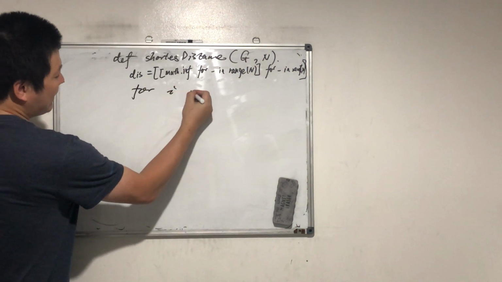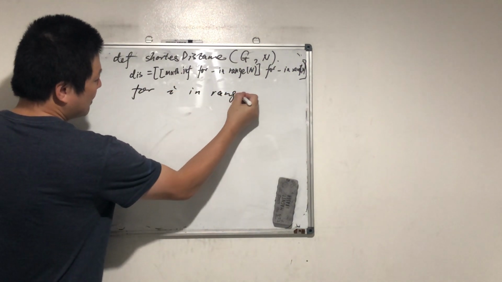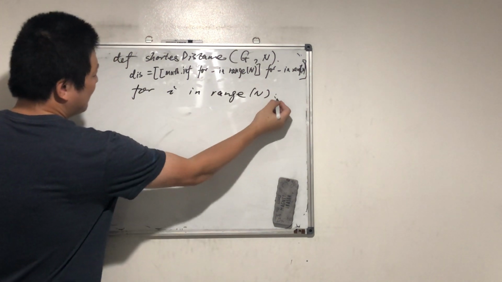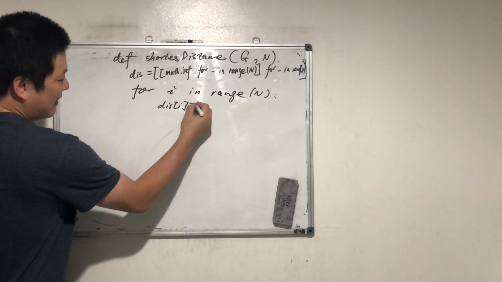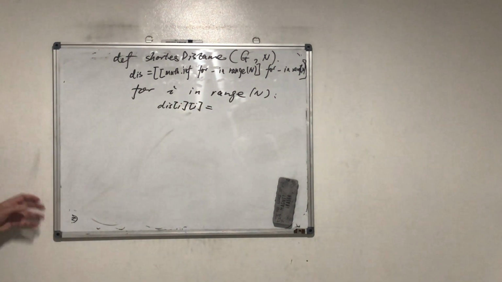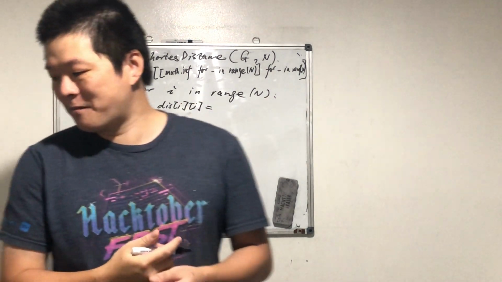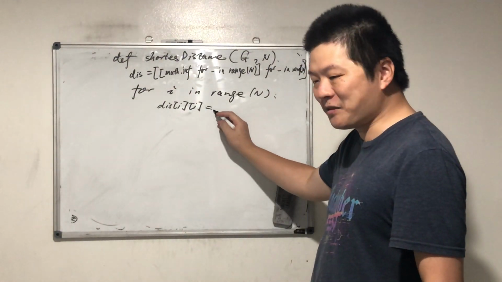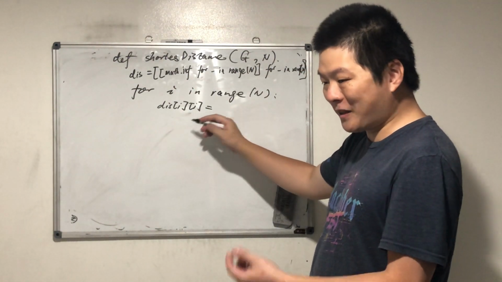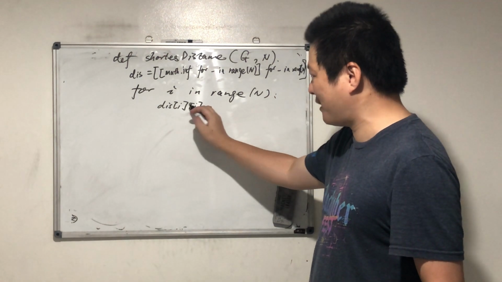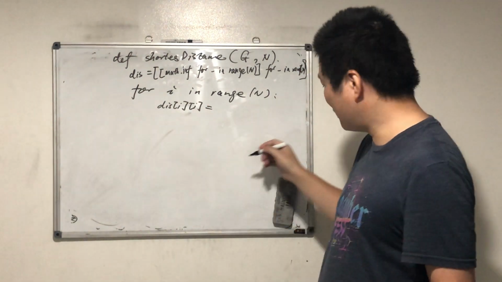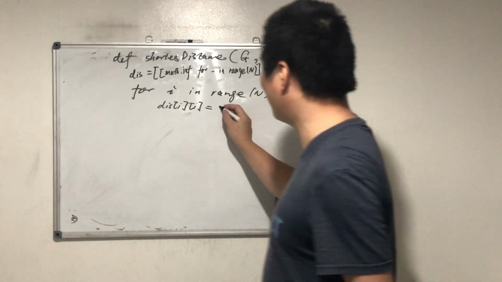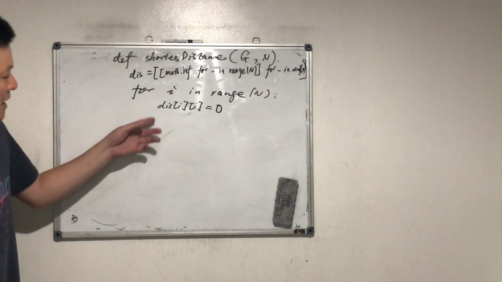For I in range n, right? Yeah, and then what should we do? Dist I equals what? Come on, dist I equals what? This is the distance from vertex I to vertex I. You just said it before. 0. Okay.